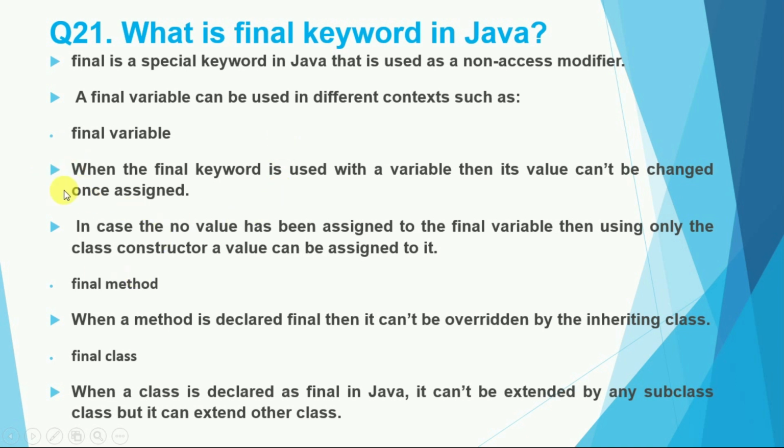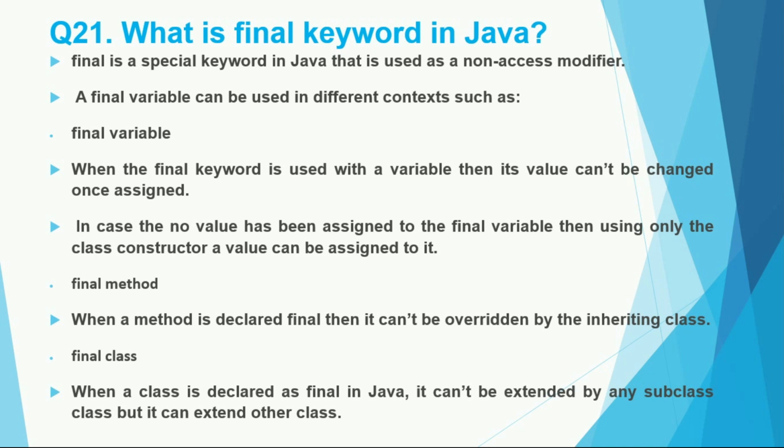First, when the final keyword is used with a variable, its value can't be changed once assigned. Okay, so its value will be fixed if you use the final keyword with that particular variable. In case no value has been assigned to the final variable, then using only the class constructor, a value can be assigned to it. Otherwise we can't assign a value to that particular final variable.